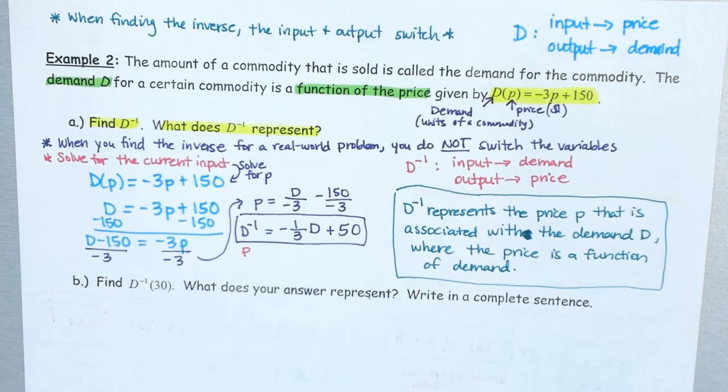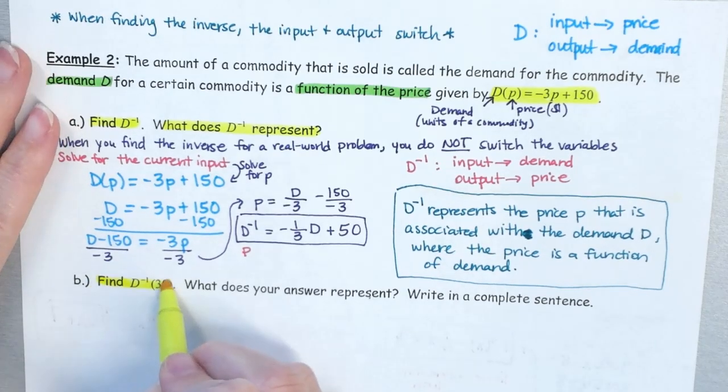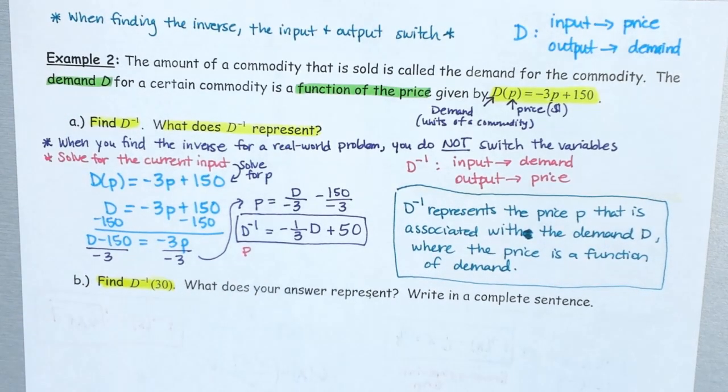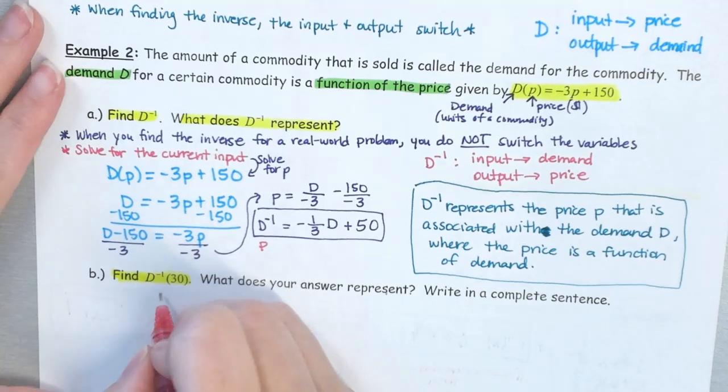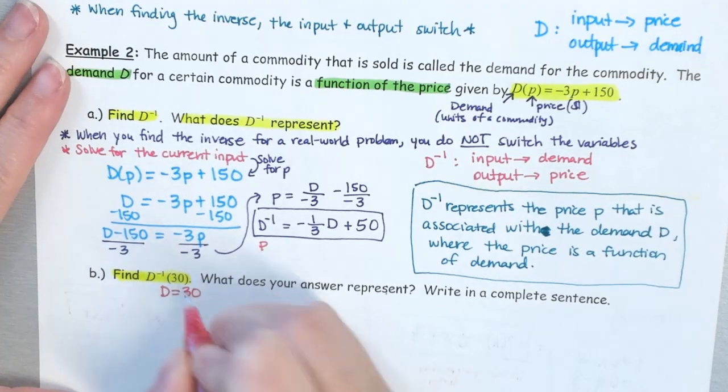Okay, so when it asks you to find the inverse of 30, you are going to use your new equation. Okay, so you're going to plug 30 in for D.